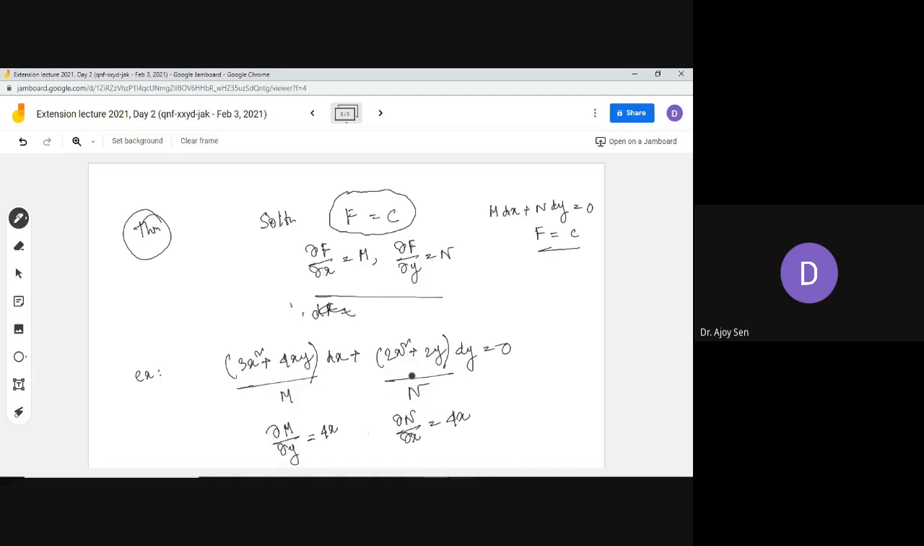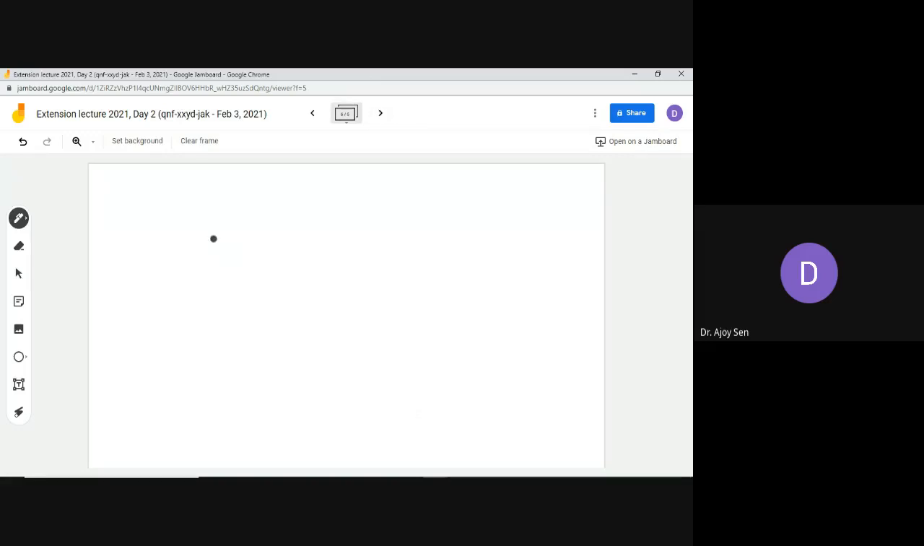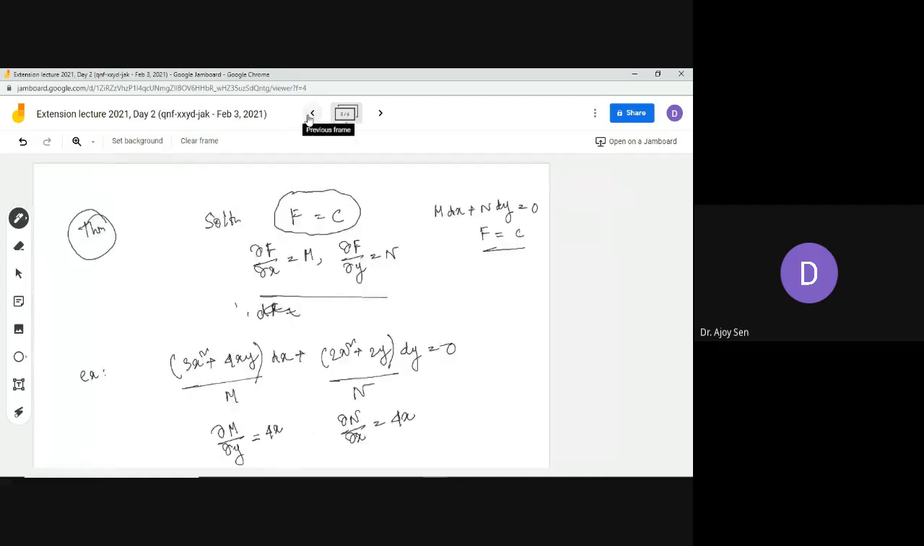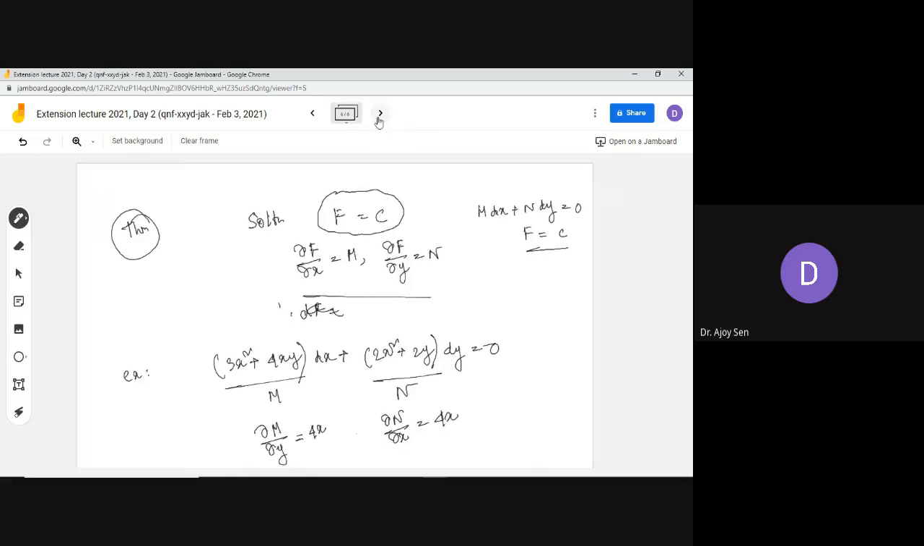And what about the solution? I said the solution will be given by f equals constant, where del f del x equals M and del f del y equals N. So del f del x equals 3x square plus 4xy, and del f del y, I think, was 2x square plus 2y.